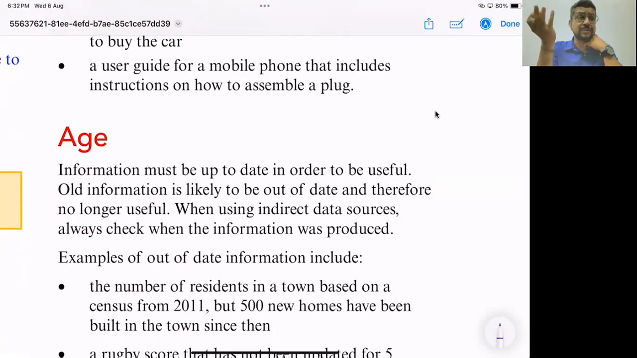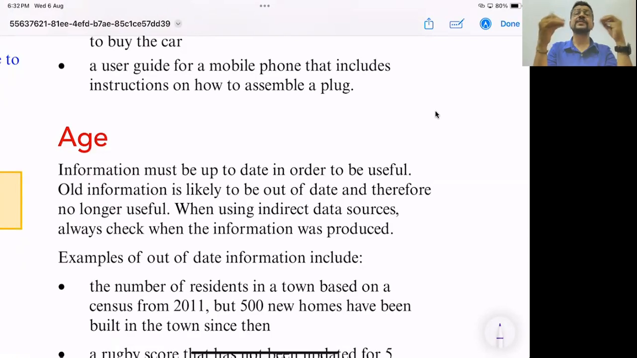The age of information. When using an indirect data source, always check when the information was produced. So we are talking about how old it is. Whenever we study the curriculum, like your syllabus, when you are studying a new thing, you look for the syllabus, whether the teaching is the old course one or the new course one. The age of the information: something published in 2021 and we are talking about 2025. Some research happened in 2020 and we are talking about 2025. If some research happened in the 1900s and we are talking about 2000, we have to see what the age of the information is.